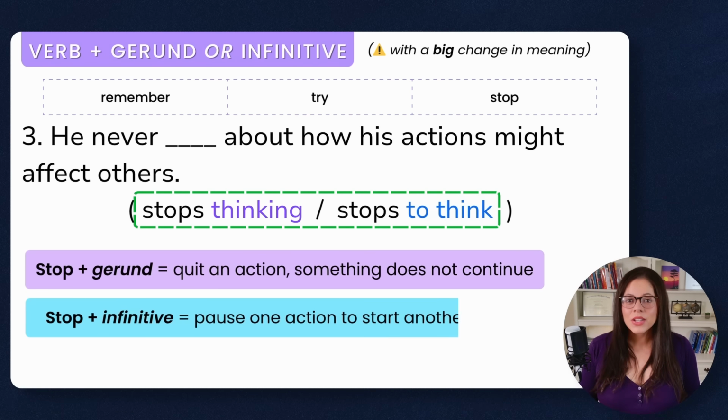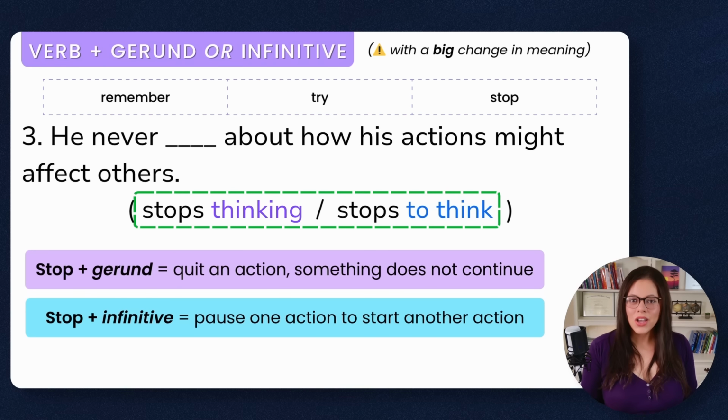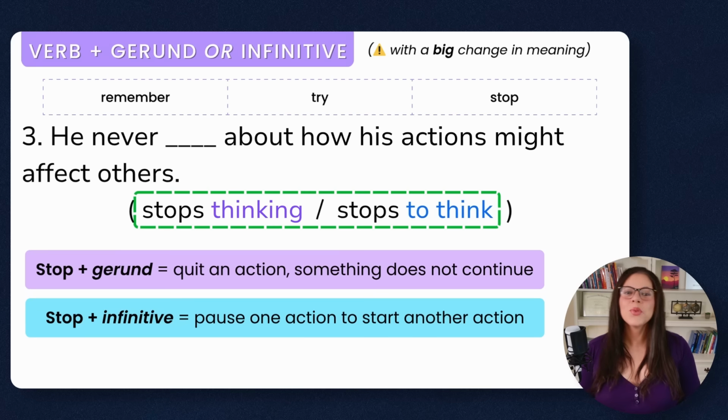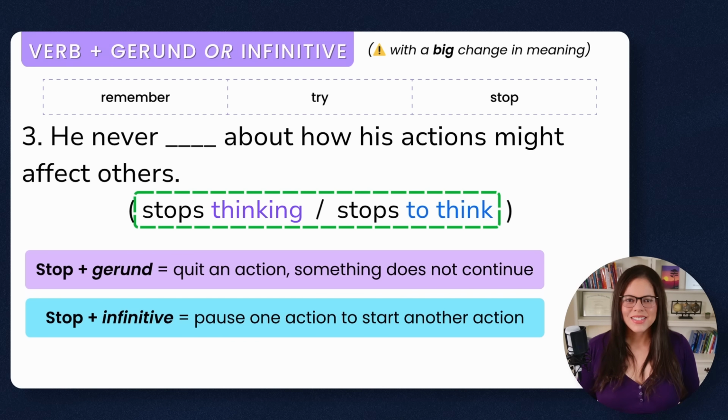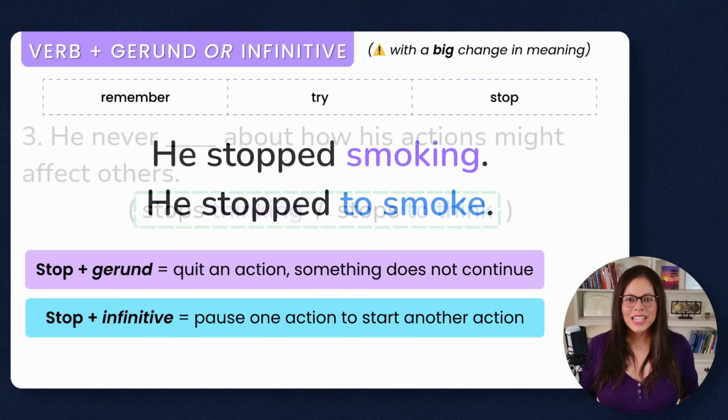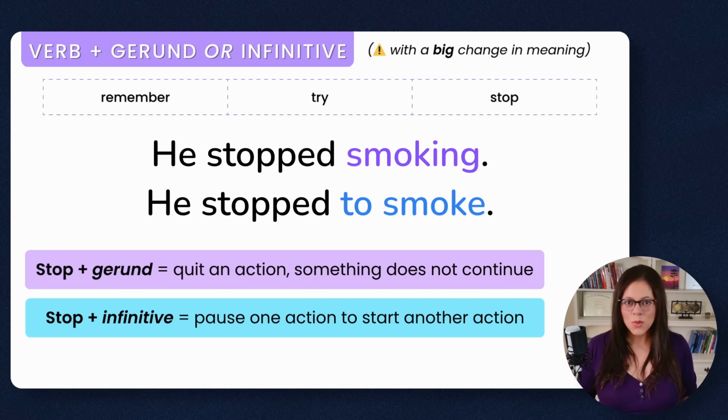Now, the meaning changes completely with the infinitive form. If you stop to do something, you pause one action to start another action before you continue the original action again. In this context, if he never stops to think, that's a bad thing. That means he never pauses for a moment and he never thinks about the effect of his actions before he does things.